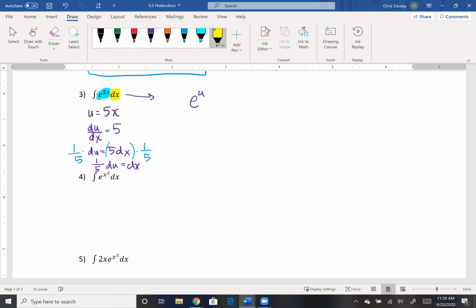Now we can substitute in. Still have the squiggle because we haven't changed any exponents yet. Again, we can do a rewrite here. We can pull that 1/5 out front. And once we have it written like this, it's a super easy problem because we know the integral of e to the u is e to the u. And then we just need to put that 5x back in there.